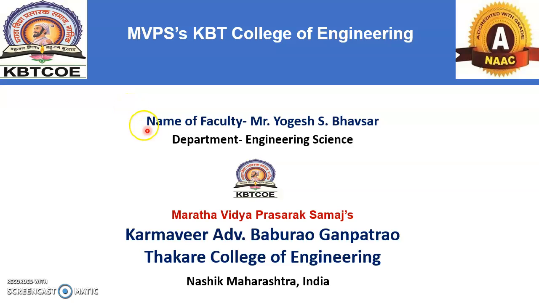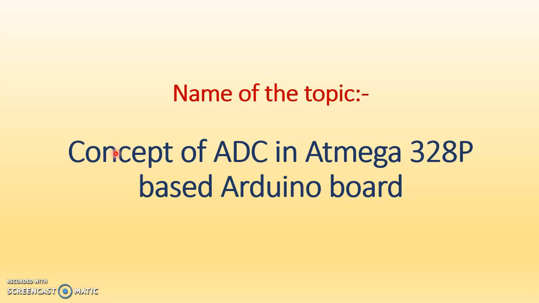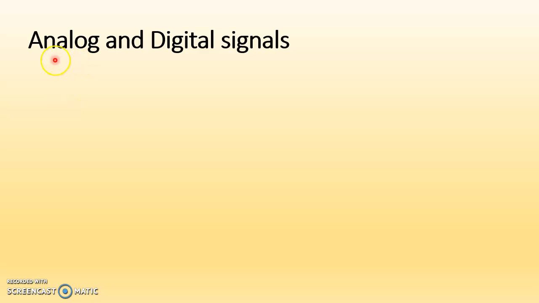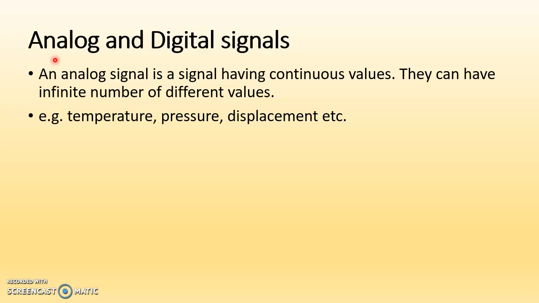Welcome you again. In this video, we'll learn the concept of ADC in Atmega 328P based Arduino board. So basically, what are analog and digital signals? An analog signal is a signal having continuous value. They can have an infinite number of different values, for example, temperature, pressure, displacement. These produce analog values, which are infinite in number.